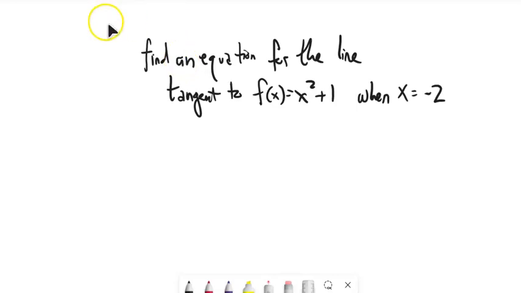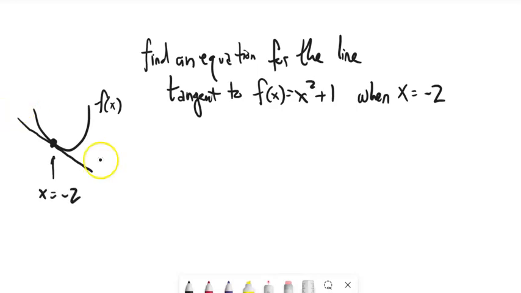So we are going to try and find an equation for the line that is tangent to this function when x equals -2. Remember, a tangent line is a line that just touches the function. So if this was our function, this is an x value of -2. This would be our tangent line right here, and this is what we're trying to find an equation for.